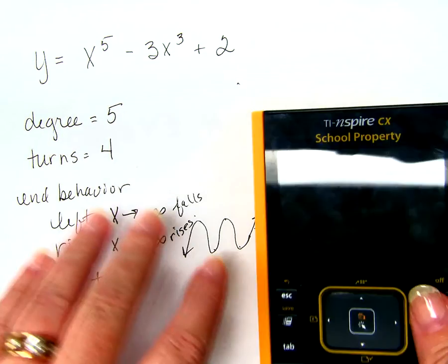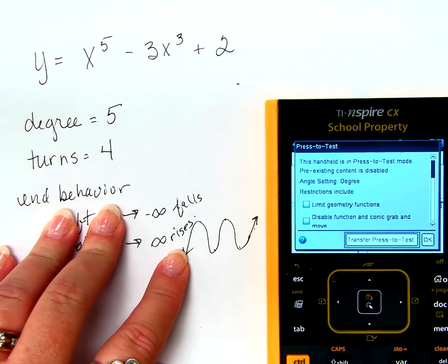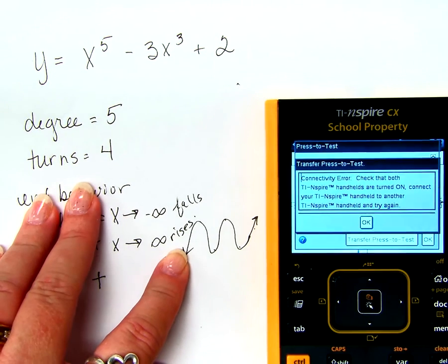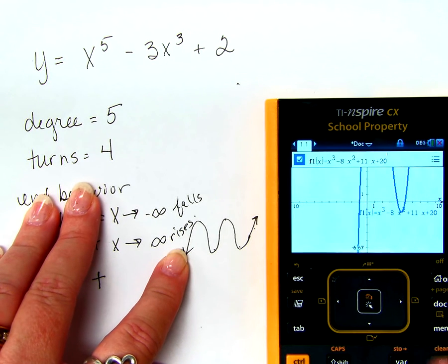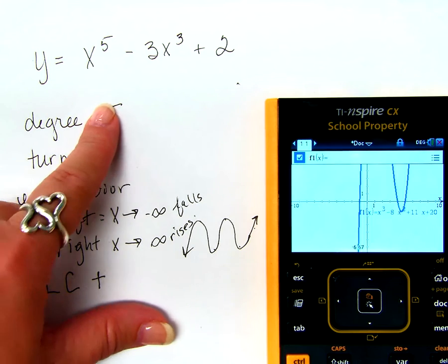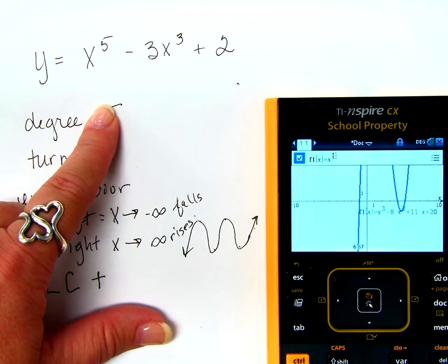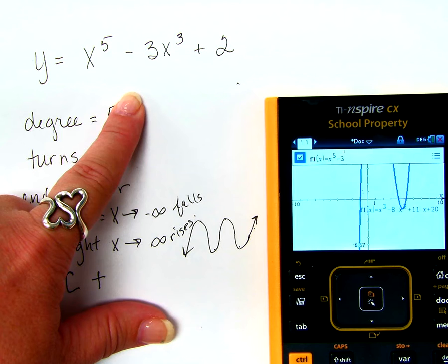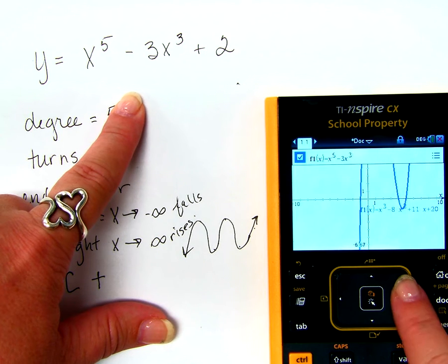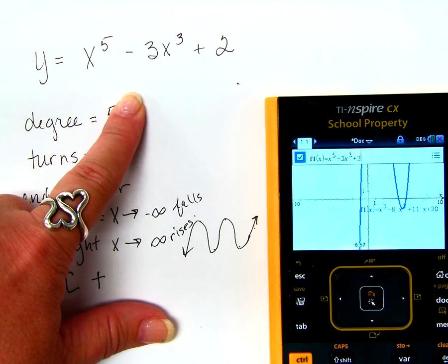Now let's go see how close we are. X raised to the 5th minus 3x raised to the 3rd plus 2.